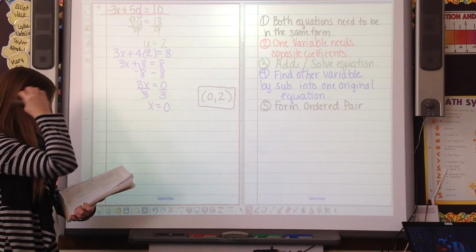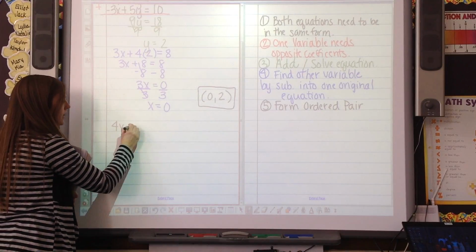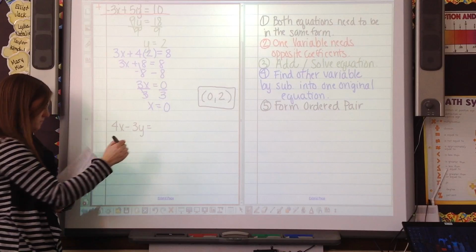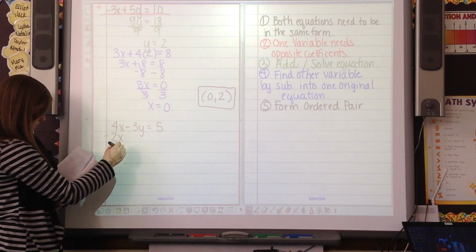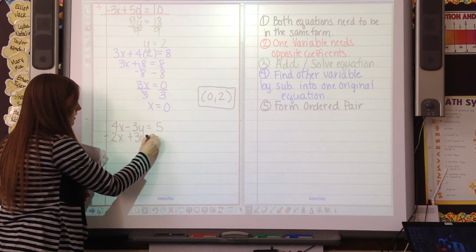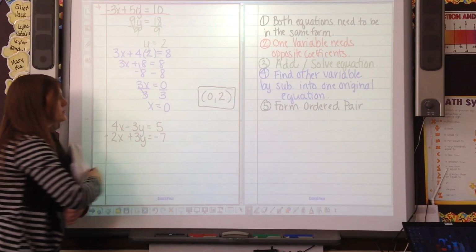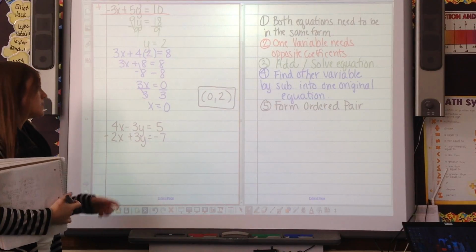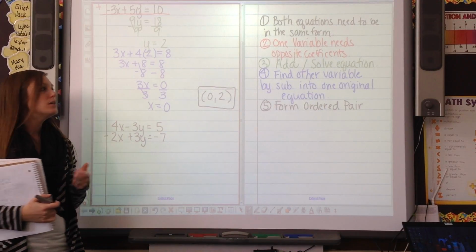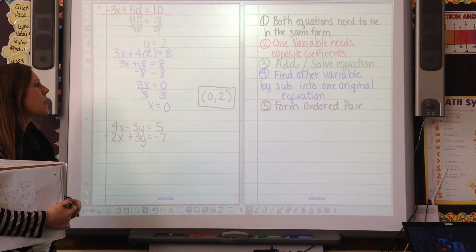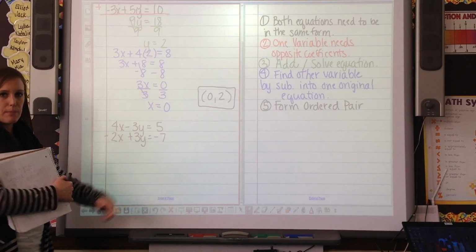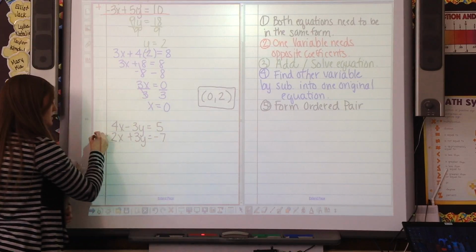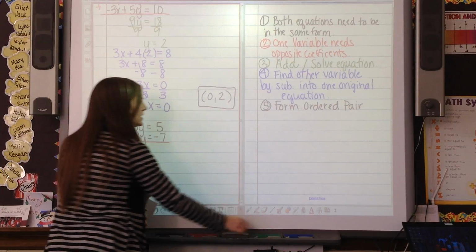Let's try another one. 4x minus 3y equals 5, and then negative 2x plus 3y equals negative 7. Step 1, both equations need to be in the same form. They're both in standard form. Step 2, one variable needs opposite coefficients. So here 4 and negative 2 are not opposites, but negative 3 and 3 for the y's are opposites, so I can move on. I can stack them on top of each other, and I can add.